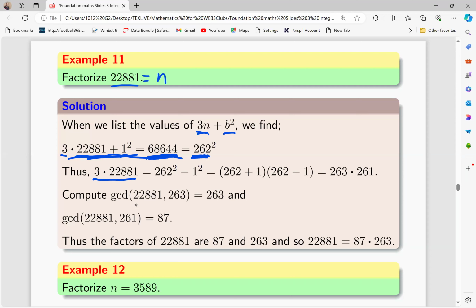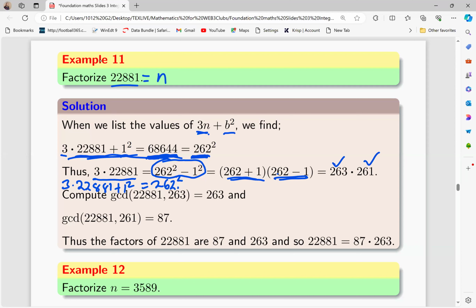Let me write what it was. It was 3 multiplied by 22881 plus 1 square is 262 square. So what I did, I took 1 square to the other side of the equal sign to obtain this. And this can be factorized as 262 plus 1 multiplied by 262 minus 1. The first bracket here is 263, and this other bracket is 261.